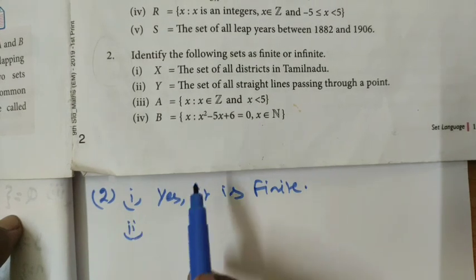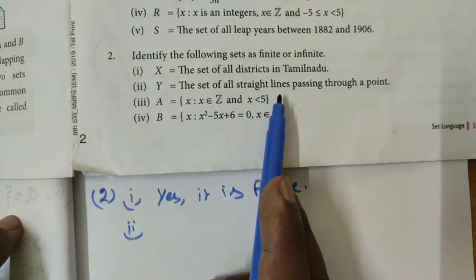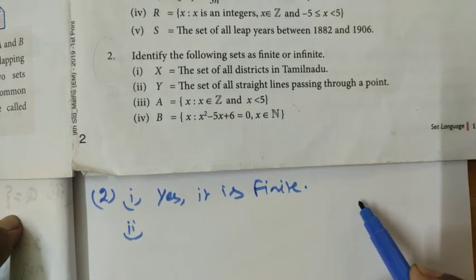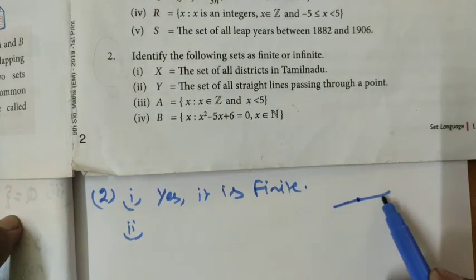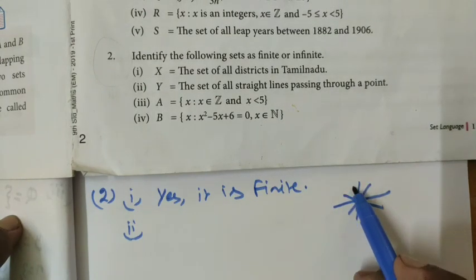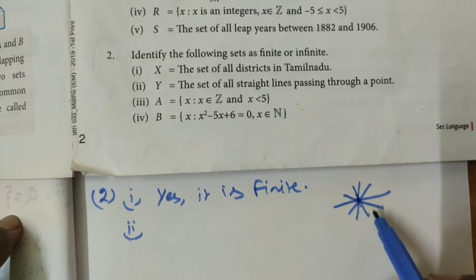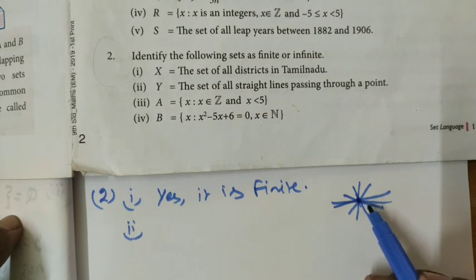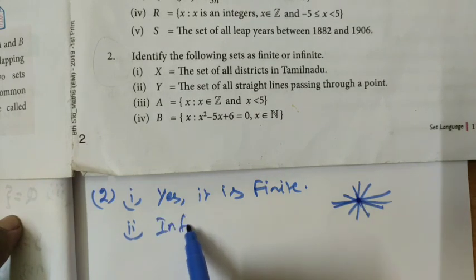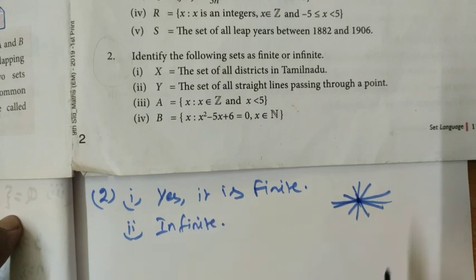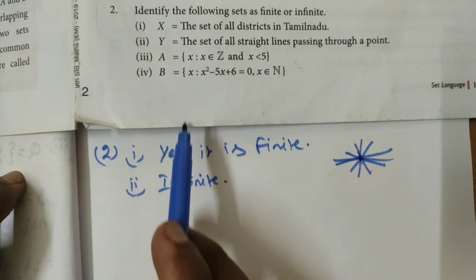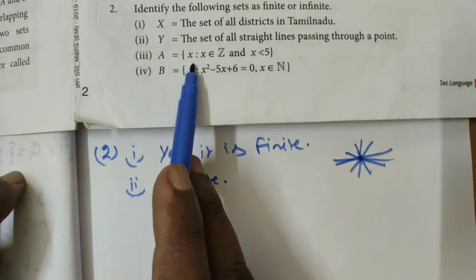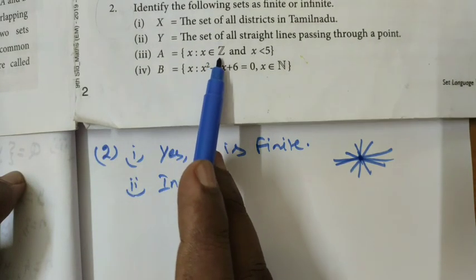And second Roman number, the set of all straight lines passing through a point. In a single point, how many straight lines can be drawn? Can you guess this? An infinite number of straight lines can be drawn through a single point. So that is infinite. It cannot be counted. It is an infinite number.